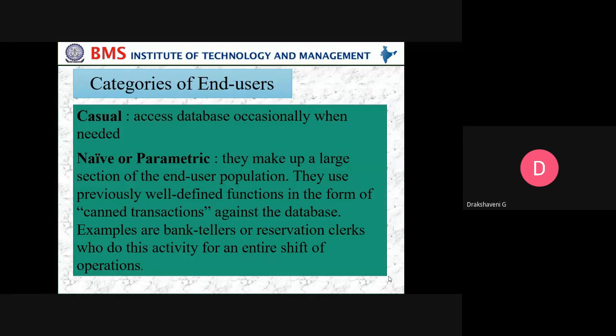Then categories of the database user. Casual users, very frequently they may use. So those people are called casual users. They access the database occasionally when needed. Naive or parametric users make up a large section of the end user population. They use previously well-defined functions in the form of canned transactions against the database. Examples are bank tellers or reservation clerks who do this activity for an entire shift of operations.